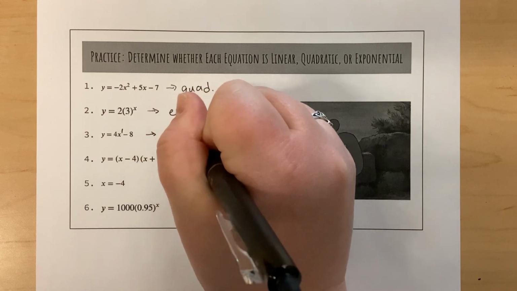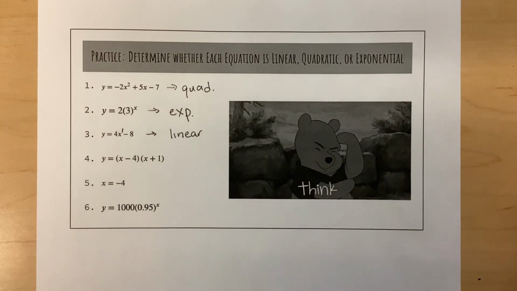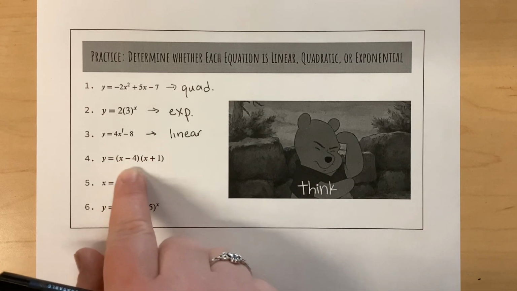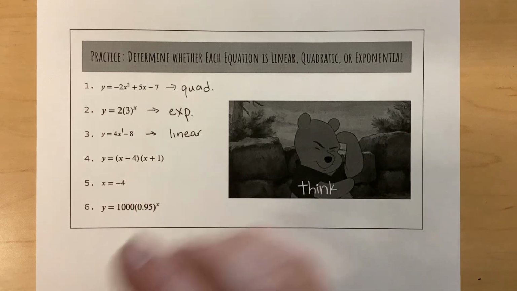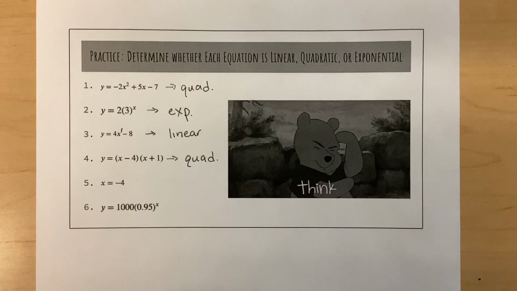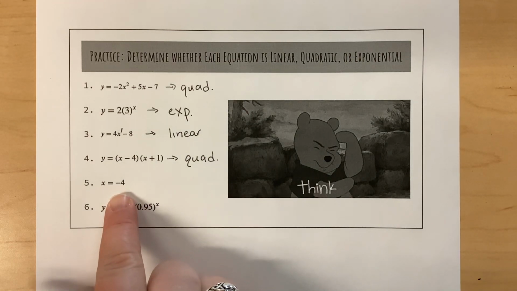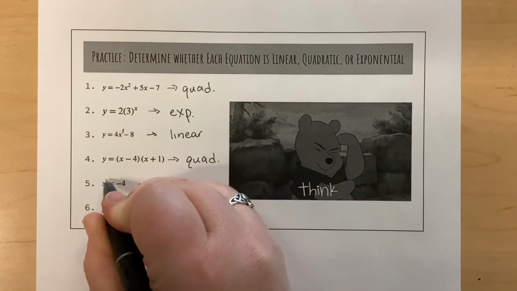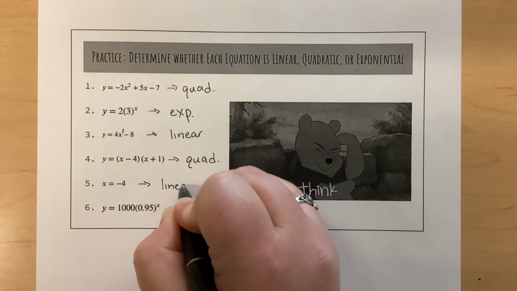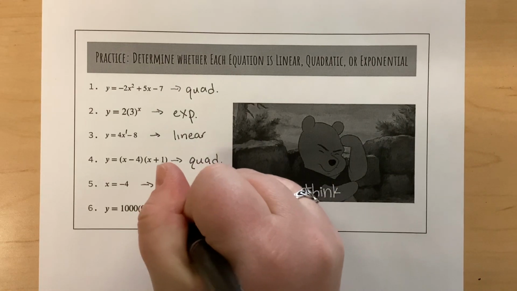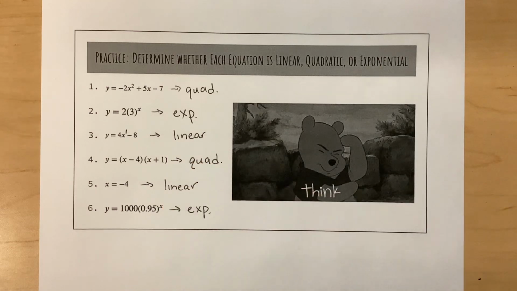All right, number 4 is that factored form that we talked about on the last page here. If I multiplied these two factors together, I'd get an x squared, giving me a degree of 2, so this one is a quadratic. Number 5 is x equals negative 4. This is a vertical line straight up and down, and because it's a line, or the degree is 1, it is linear. And then the final equation here you see has a degree of x, making this one exponential. So that's how you can determine the differences between their equations.